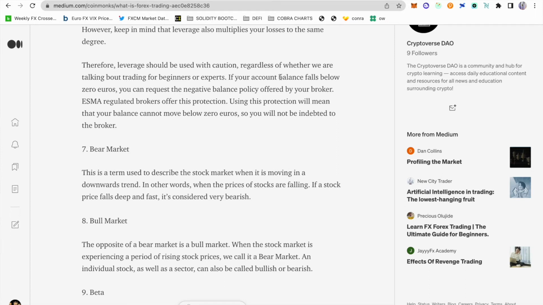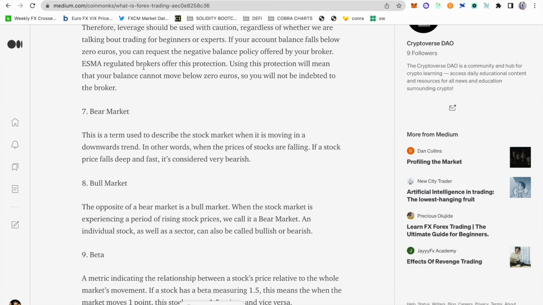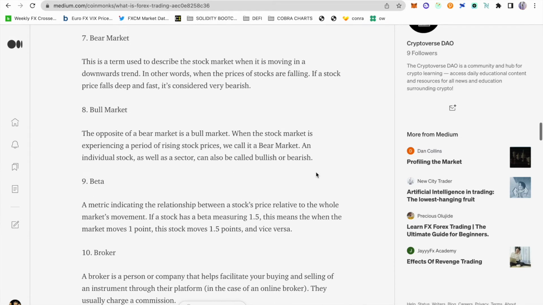If your account balance falls below €0, you can request a negative balance policy offered by your broker. The SMA regulated brokers offer this protection. Using this protection will mean that your balance cannot move below €0, so you'll not be indebted to the broker.